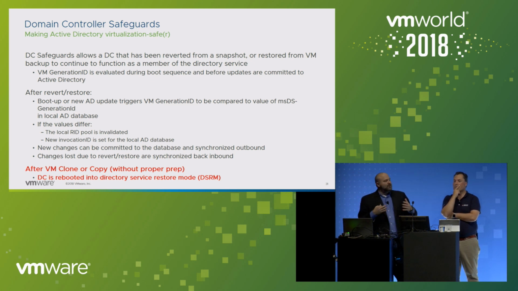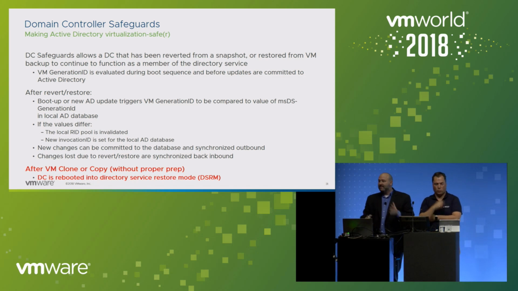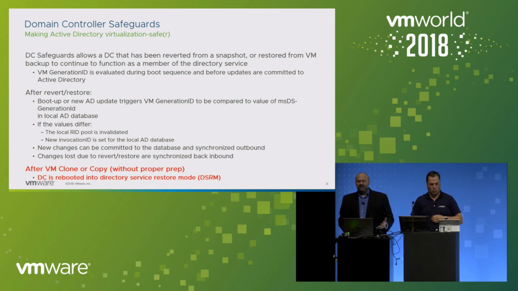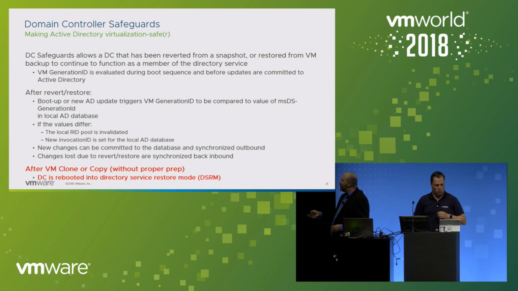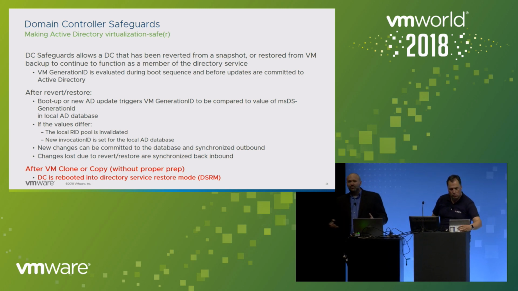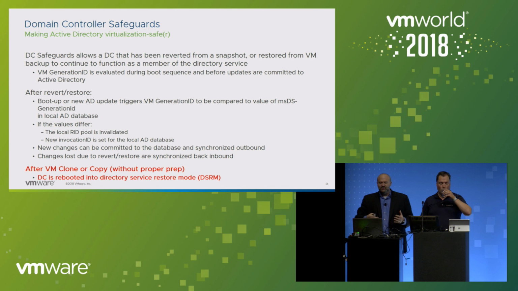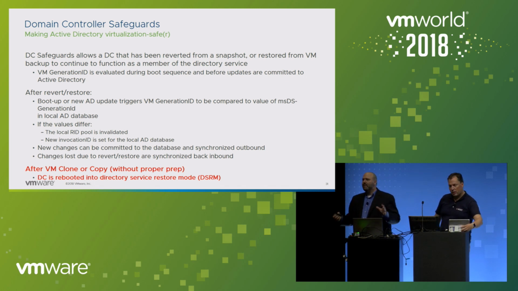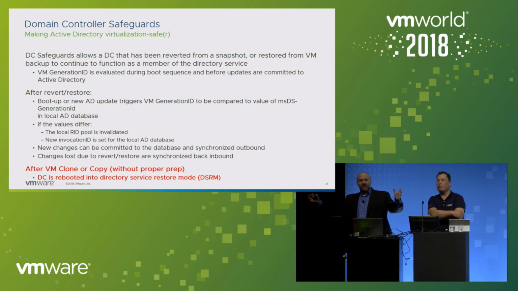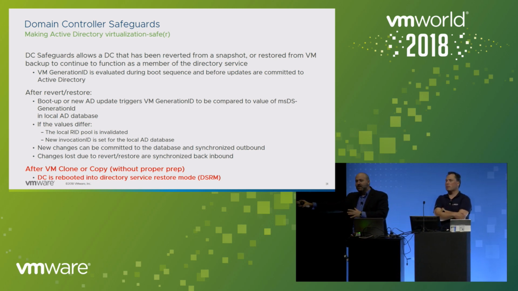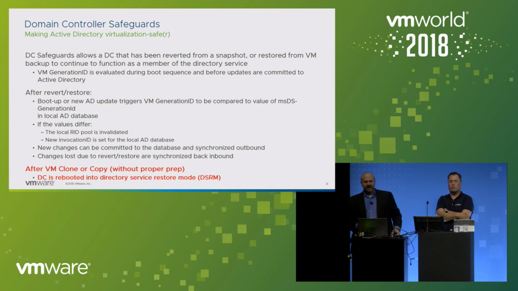Now, let's say you boot up the virtual machine in the event of a restore. It's going to see that the Gen ID is different, and the safety features will dump the local RID pool and request a new RID pool from the RID master. It's going to generate a new invocation ID on the local copy. So two things can happen. One, any changes on that domain controller that need to be replicated out can do so, and any changes that it missed between when the snapshot was created and when it was reverted can come back.